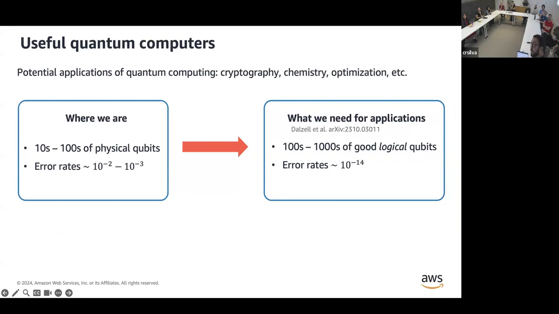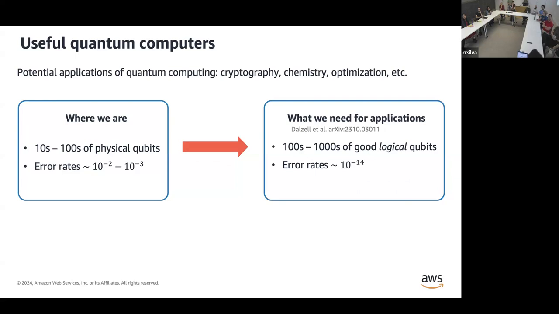So to start, what do I mean by useful quantum computers? We would like to build quantum hardware on which we can run potentially interesting applications of quantum computing. This can be in cryptography, for example, breaking RSA using Shor's algorithm. It can be in chemistry, simulating interesting and complex molecules that we cannot handle with our current methods. It can be in optimization, for example, adiabatic optimization, or other algorithms and so on. But where we are versus where we want to be to run these applications?